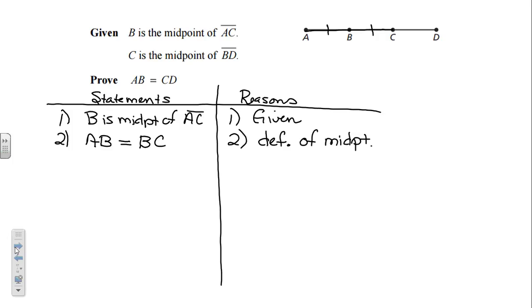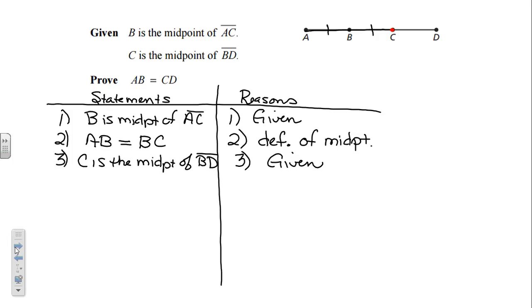Okay? So now let's go get that second given. Okay? So the next thing they told us was C is the midpoint of segment BD. Okay? So why can we write that down? It's a given. Okay? Now let's go to our drawing and see what that means. C is the midpoint of BD.